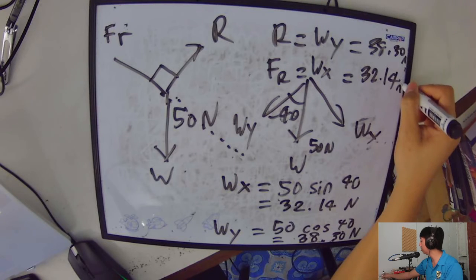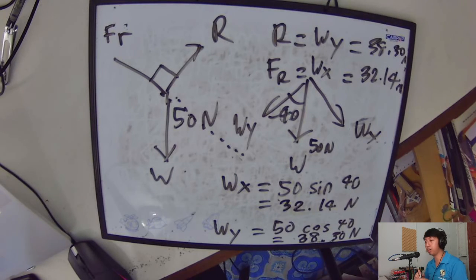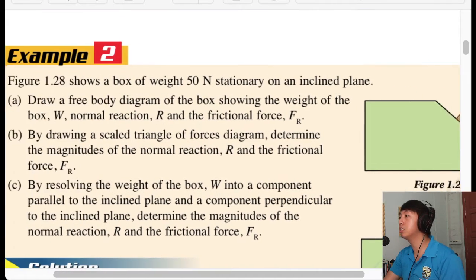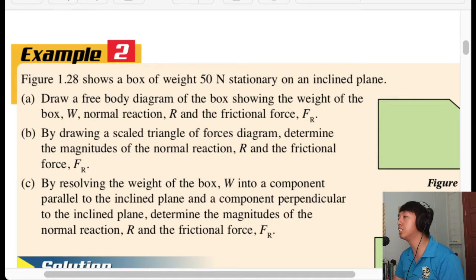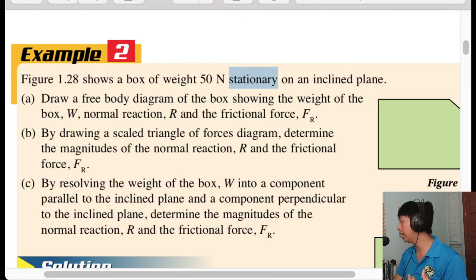Now, if you look at the question, by the way, let's go back to that question there. You notice that for this one, it does say stationary. So we know the resultant force is zero. I saw another question where it doesn't say stationary, but it says the box is sliding down at a uniform speed. If you see that question, the resultant force is still zero, because remember, an object that is moving at a constant speed is also in a state of equilibrium.